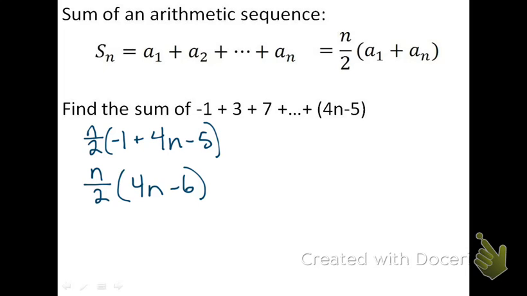So that would be the sum of the first n terms of this particular sequence. So we start at negative 1. You can see that we're adding 4 each time until we get to 4n minus 5. So n over 2 times 4n minus 6 would be the sum of the first n terms.